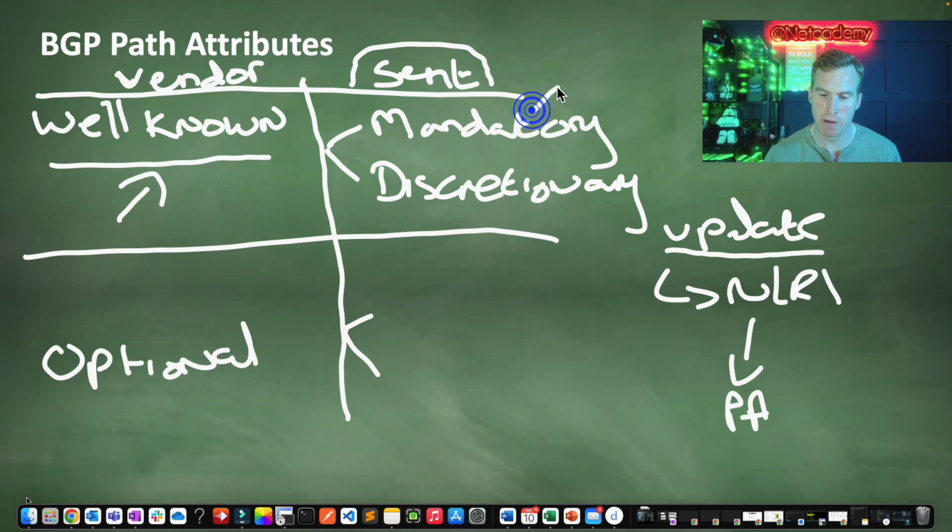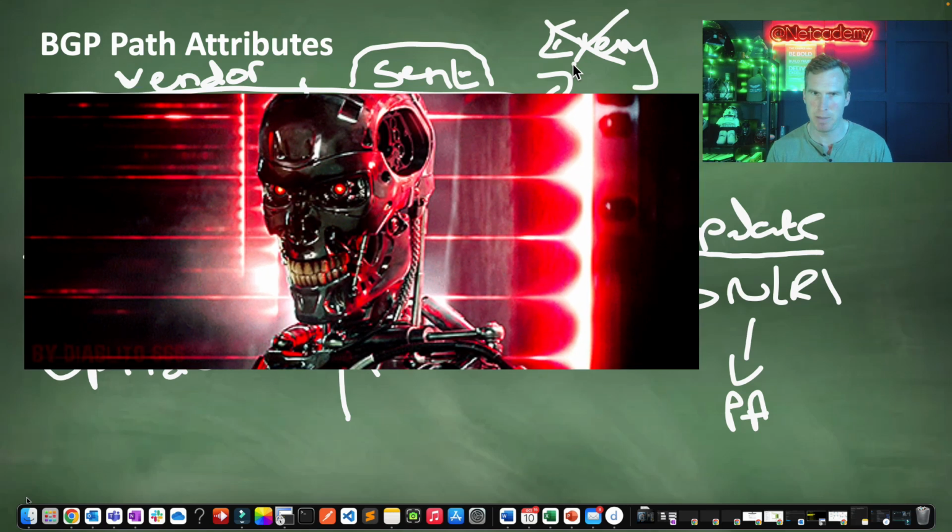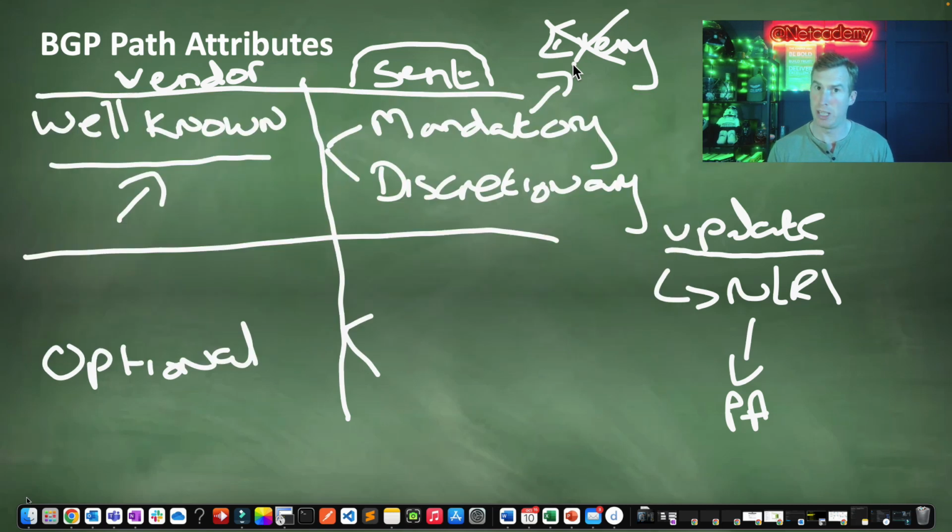So mandatory means in every update message, those path attributes have to be there. They have to be defined. And this is actually the one that's going to cause the main issues when it comes to the BGP peering, because if those attributes are not in every update message, then the peering between those BGP speaking routers is going to break down. It's going to be terminated. The TCP is going to break, and there you go. The routing is just going to fail from a BGP perspective.